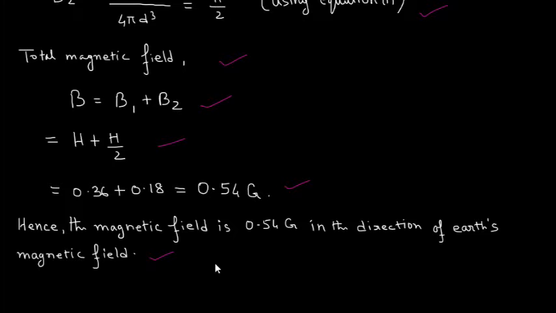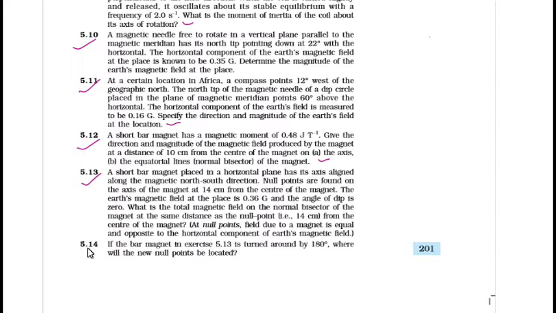Let us see the next question. So, the next question is 5.14. If the bar magnet in exercise 5.13 is turned around 180 degree, where will the new null point be located? So let us see the solution.